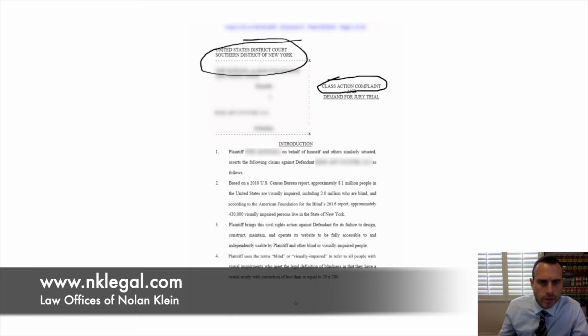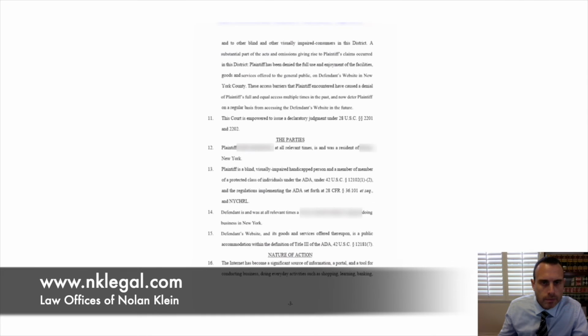So here we have some information about how many people in the U.S. are blind and visually impaired. Now, plaintiff was at all times a resident of New York. Plaintiff is a blind, visually impaired, handicapped person and a member of a protected class of individuals under, this is the section that we discussed that defines who is disabled, and the regulations implementing the ADA set forth at 28 CFR, Part 36.